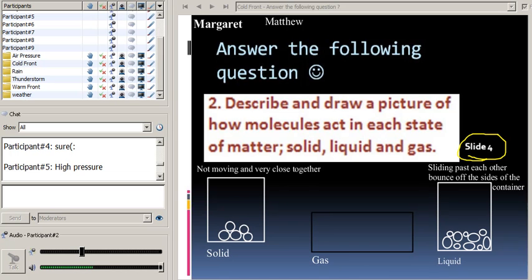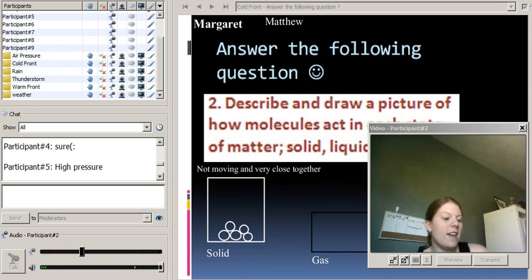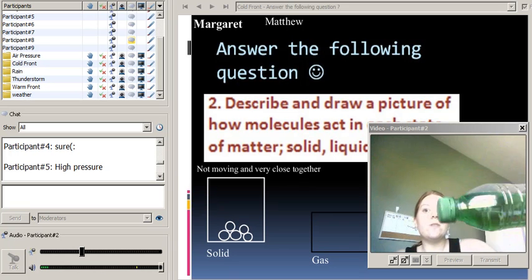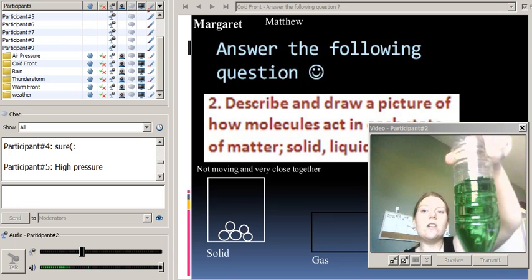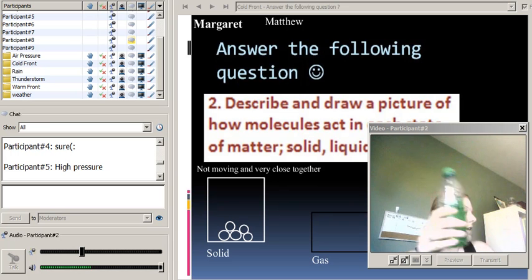Great job, Margaret. Great job. Okay, I'm going to turn my webcam on. I want to give you guys one more example. Do you guys remember the day, I can't remember if I did this with you guys or physical. Molecules fly past each other. It takes the shape of this container. Right? It takes the shape of this container.